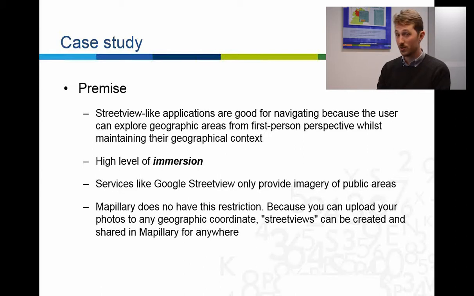Obviously, services like Google Street View only provide imagery of public areas. There's a really good chance that if you have an interest in an area that is slightly off the beaten track, it will not be covered by Google Street View. Mapillary doesn't have that restriction, because you can upload photos at any geographic coordinate in the world, in Antarctica, on top of a mountain, on a rooftop. And these Street View immersive environments can be created literally anywhere.